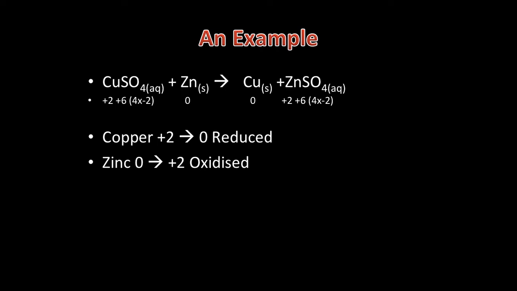In the products, copper now has an oxidation number of 0, sulfur and oxygen remain the same, and the zinc now has an oxidation state of +2. So copper has gone from +2 to 0 and has been reduced by gaining 2 electrons. Zinc has gone from 0 to +2 and has been oxidized by losing 2 electrons.